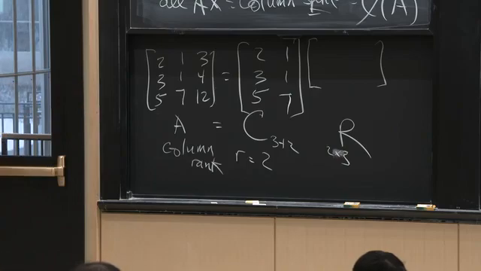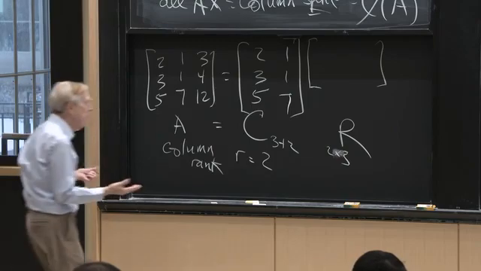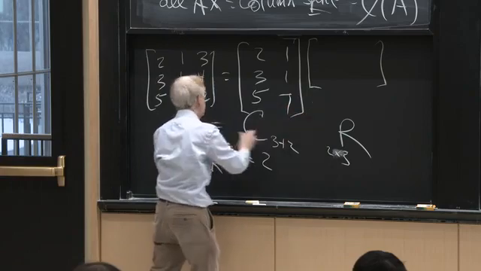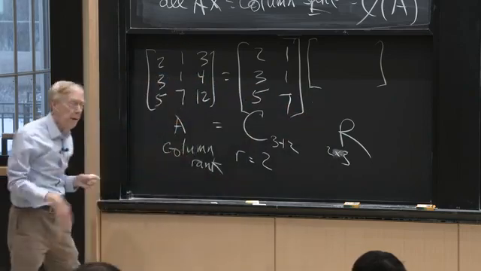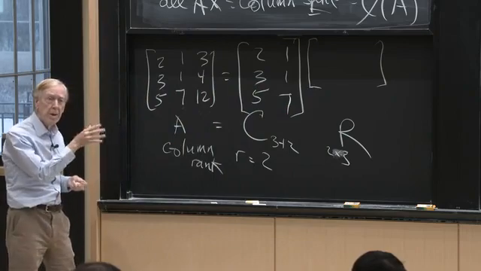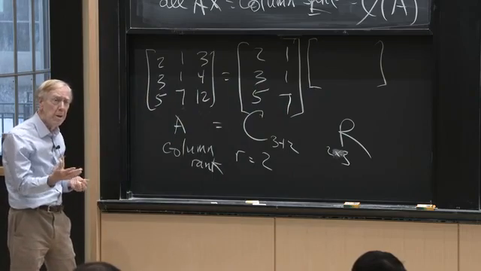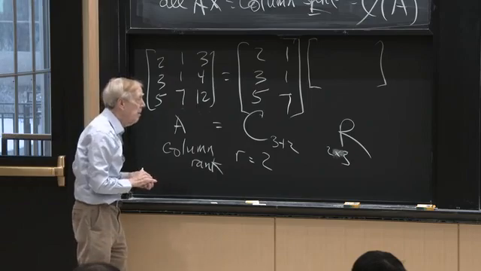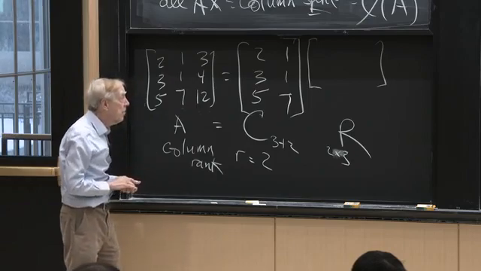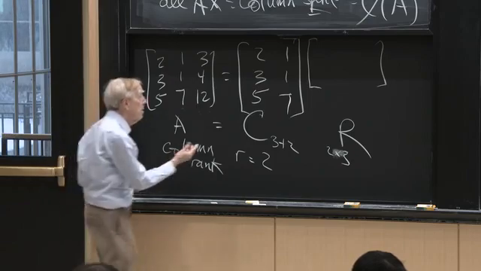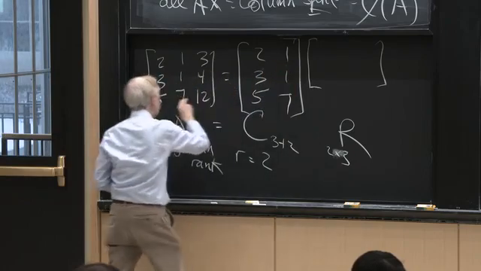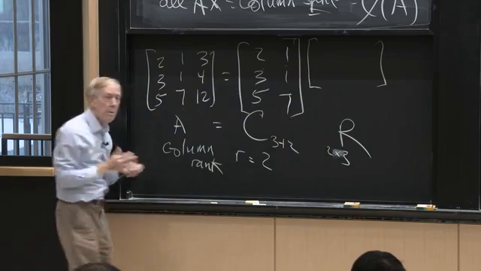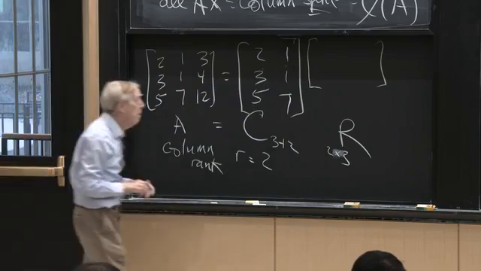Okay. So what's going in? What am I thinking here? I'm putting in R. Every one of these columns is a combination of these. That's the whole point. And I'm just going to put in the numbers that you need. So what goes in the first column of R? What combination of that column and that column gives me this one? Yeah, 1, 0.